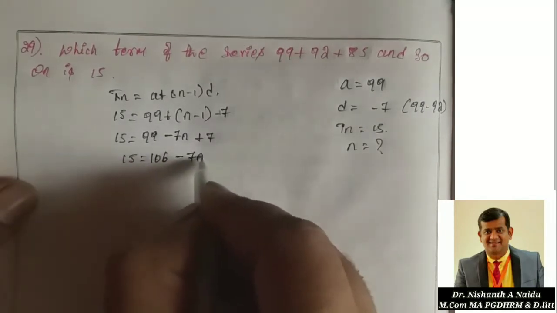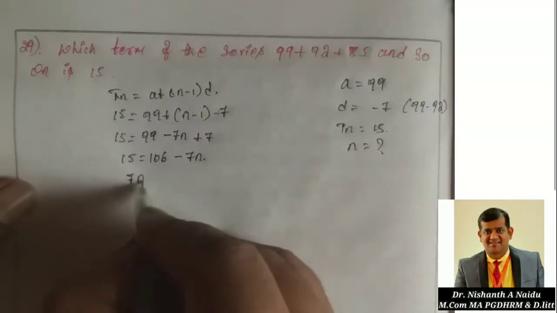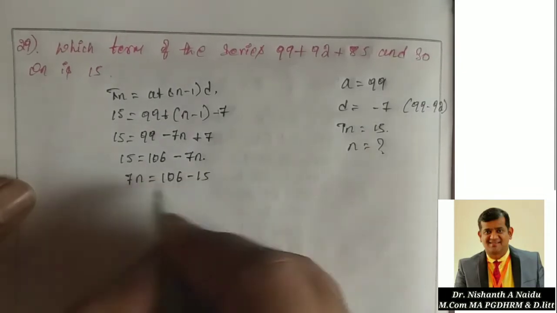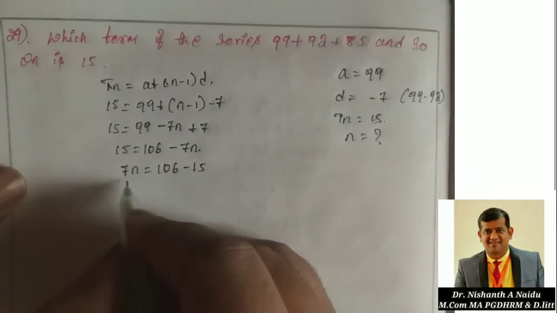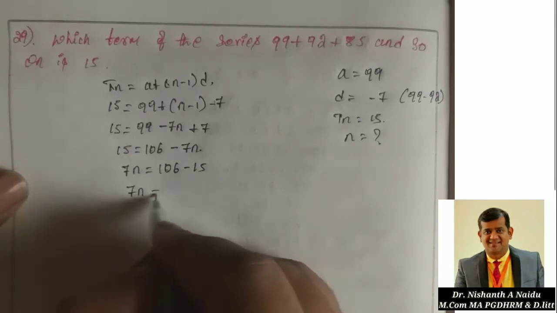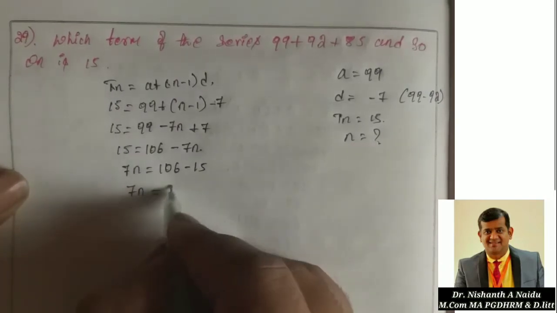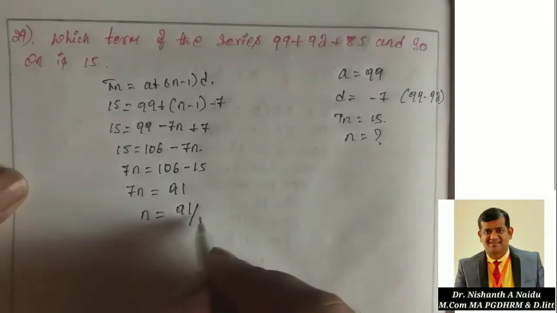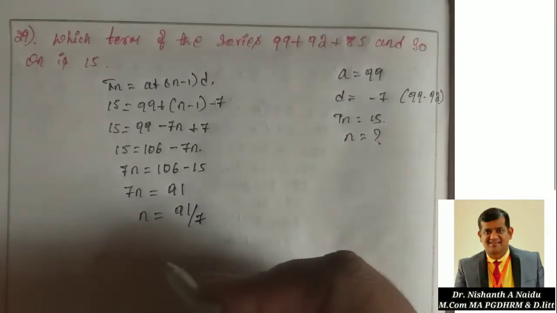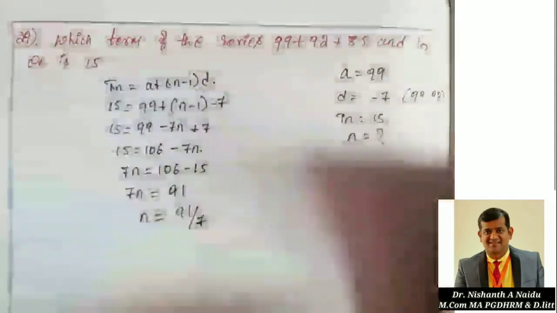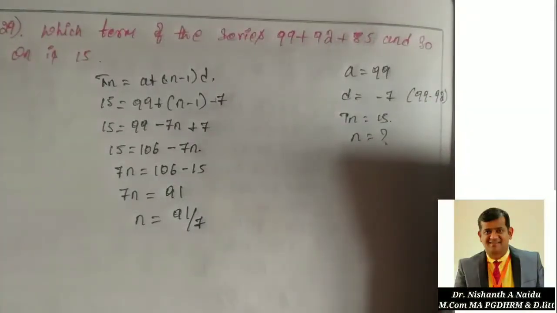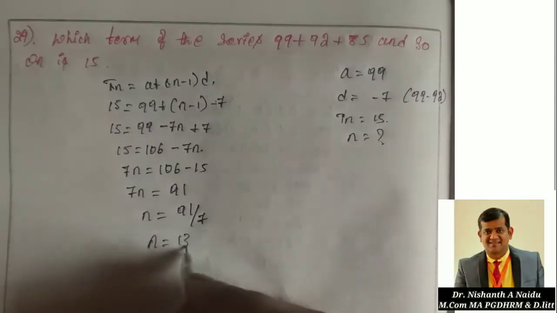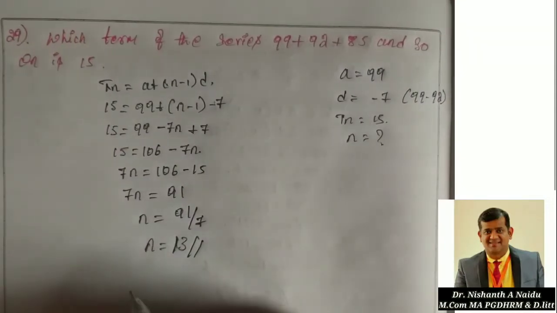106 minus 7n. So 7n equals 106 minus 15. So 15 I just brought to this side. So 7n equals 106 minus 15 is 91. So n equals 91 divided by 7. So 91 divided by 7, how much? 91 divided by 7 is 13. So n equals 13. 13 is the answer for this particular problem.